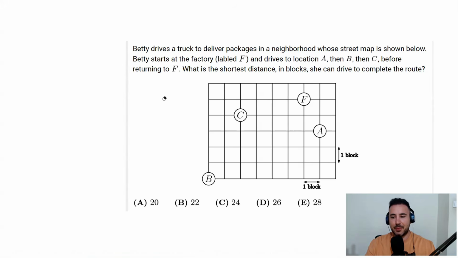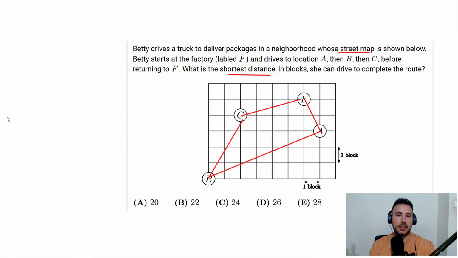Let's do problem 5. After this, I'm going to give you one similar practice problem. So the answer to this question is just the perimeter of this rectangle. Okay, let's see why. Betty drives a truck to deliver packages in a neighborhood whose street map is shown below. Like this is even important, a street map. Betty starts at the factory F and drives to location A, B, C, and then D. What is the shortest distance, right? We know the shortest distance is supposed to be like this, right? This is the path Betty needs to take.